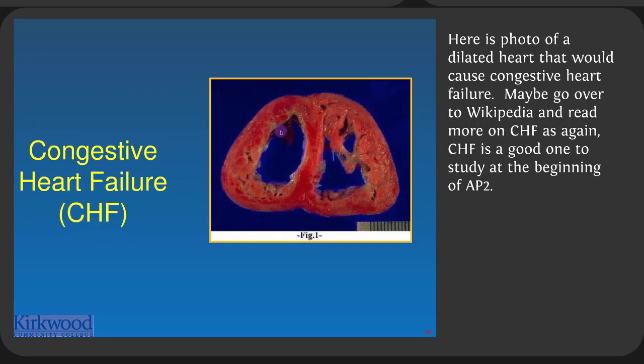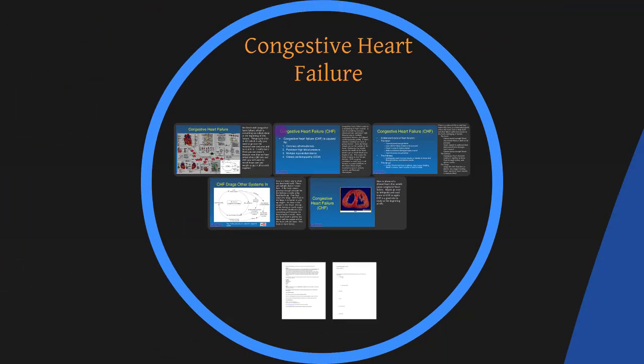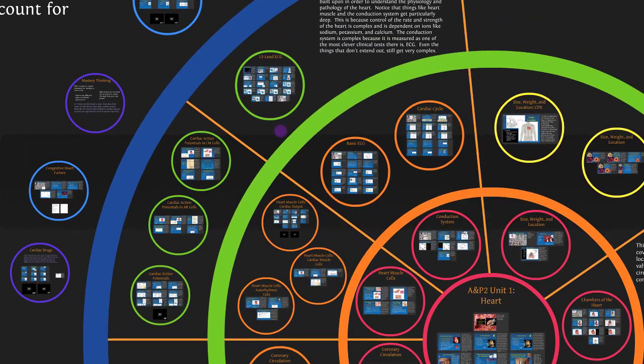Here's a photo of that dilated heart that we looked at earlier. So maybe go over the Wikipedia and read more on CHF, as again, CHF is a good one to study at the beginning of AP2. One of the things I've noticed about Wikipedia in the last few years is that 5 years ago it was all written really technical. The writing has gotten a lot better, and there are some areas of Wikipedia that I highly recommend you go and read, things like edema, things like hematocrit. There are some areas where it makes you feel brilliant because it's been written so well now. So look up CHF. And then we'll have a case study on that as well.